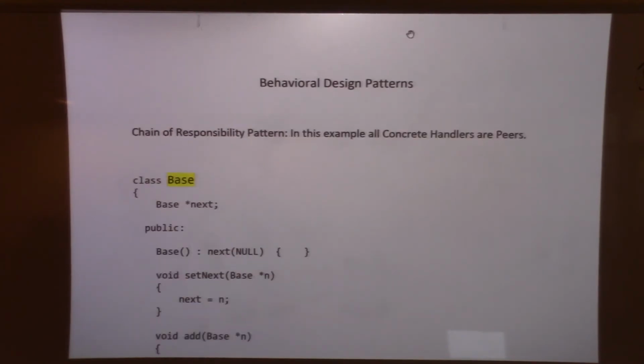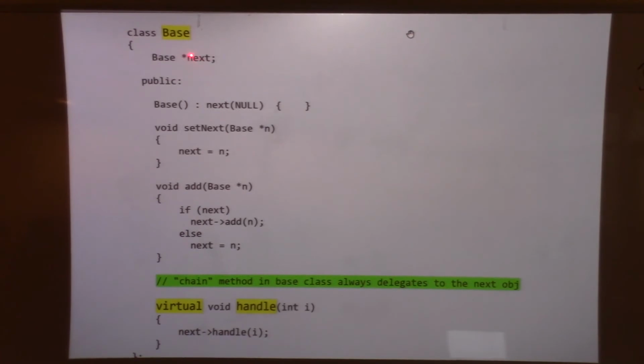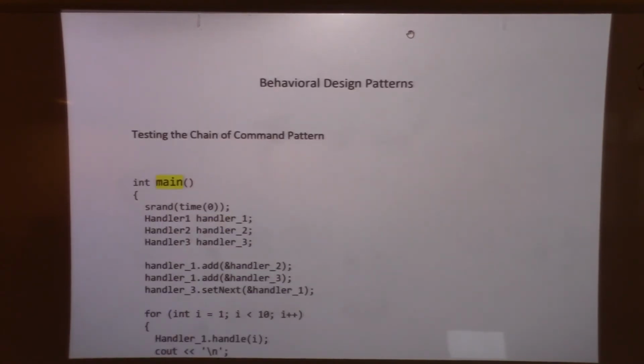So again, we have our base class, which has the pointers. It has the set next. You can add things so they connect to each other. If you have a neighbor, you're going to add it to your neighbor. Otherwise, I'm going to make it my own neighbor. And then you have the concrete handlers 1, 2, 3.